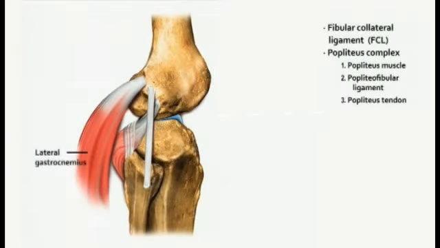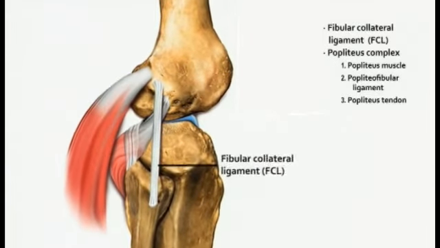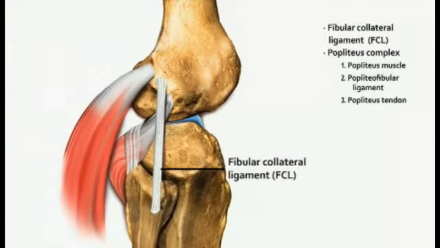Let's continue with the deeper structures of the lateral and posterior lateral aspect of the knee. Notice in this illustration that the iliotibial band and the biceps complex have been removed. Let's begin with the fibular collateral ligament. The fibular collateral ligament starts at the lateral epicondyle of the distal femur and inserts onto the fibular head.